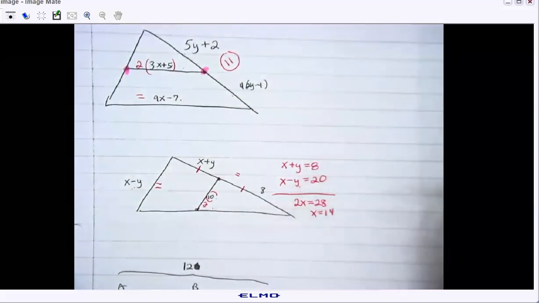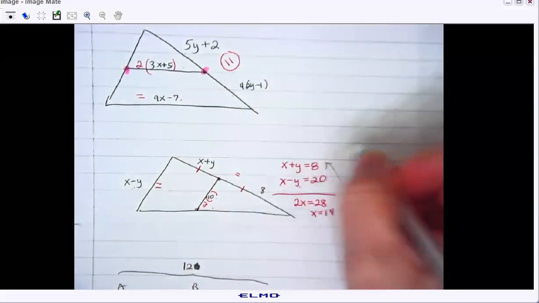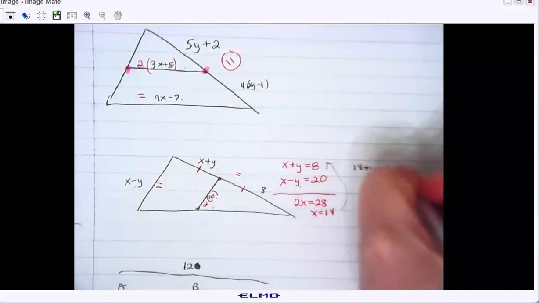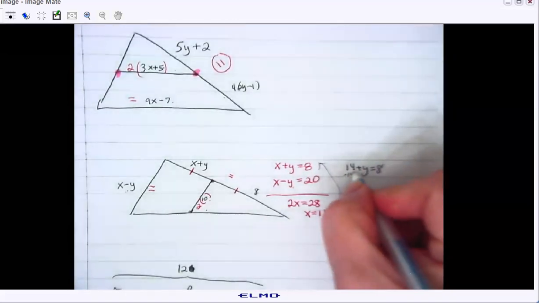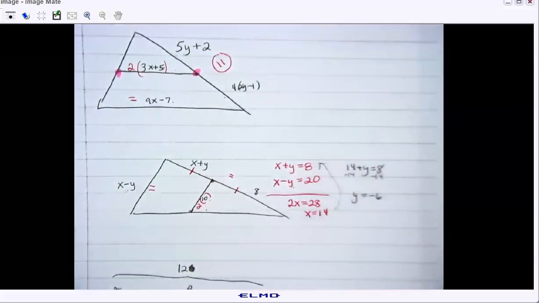So now that I know what x is, I can go back and plug it in and find y. I'd probably plug it into this one. So I would go 14 plus y equals 8. And then I would subtract 14 on both sides. And I get y equals negative 6. Okay. Anybody still writing?